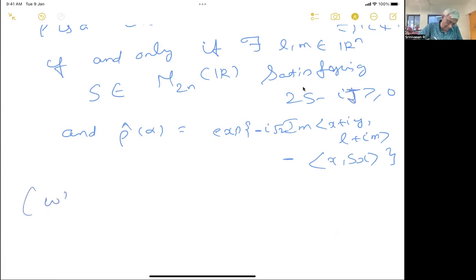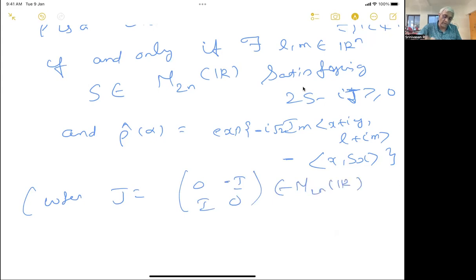Where J equals this, 0, minus I, I, 0. Okay. The inner product is of x and y. Sorry, it's not x plus iy, it's x, y, the real one. So it is this. Okay. So yeah.